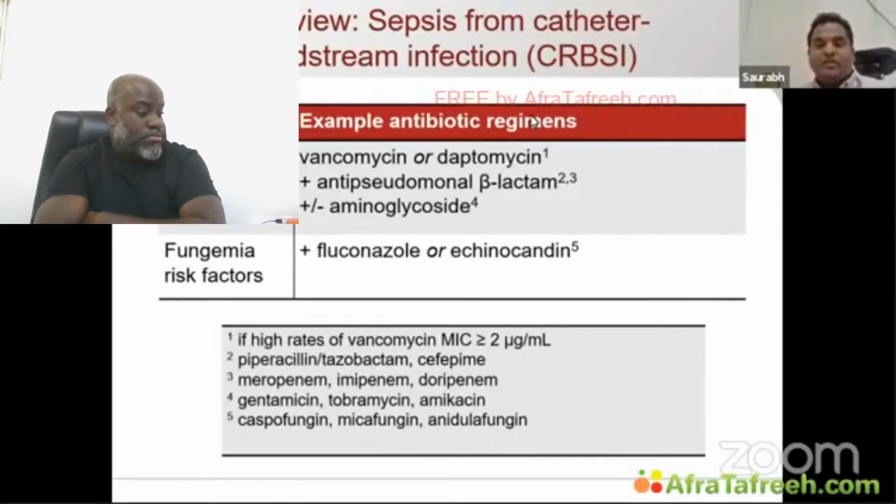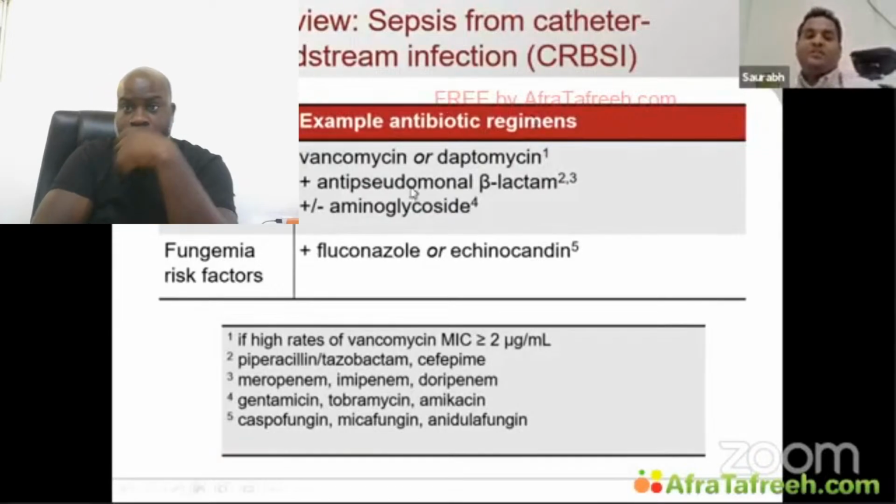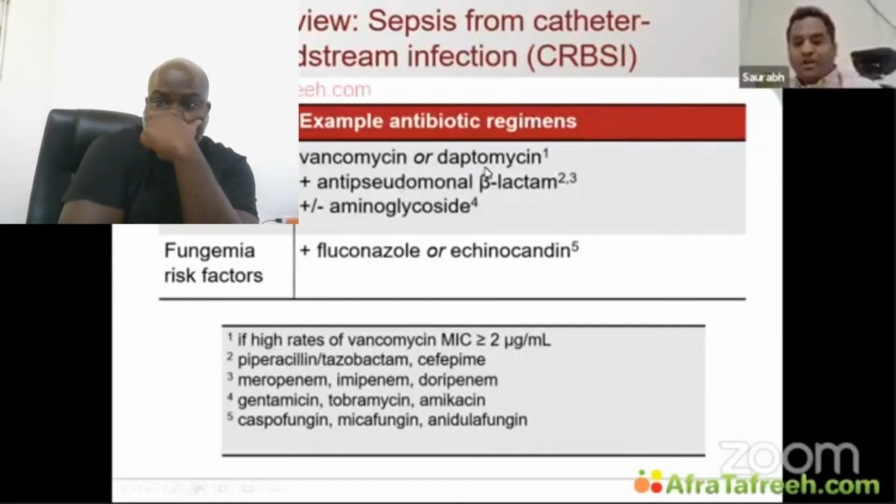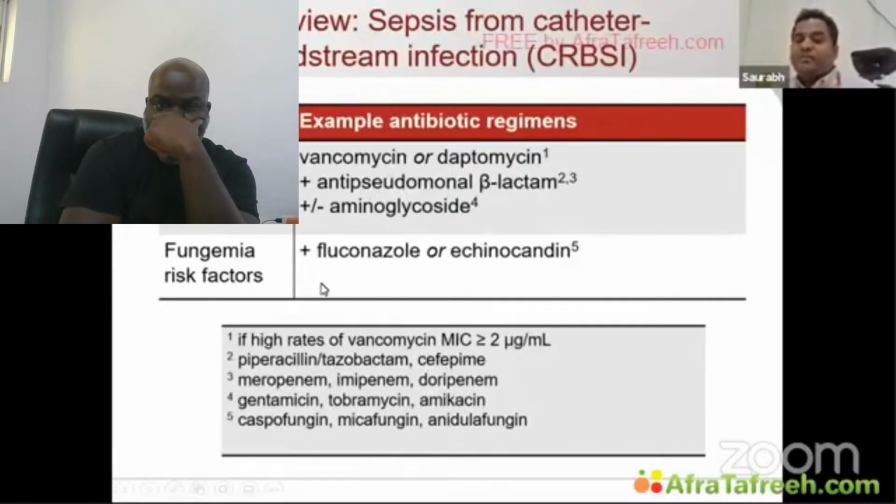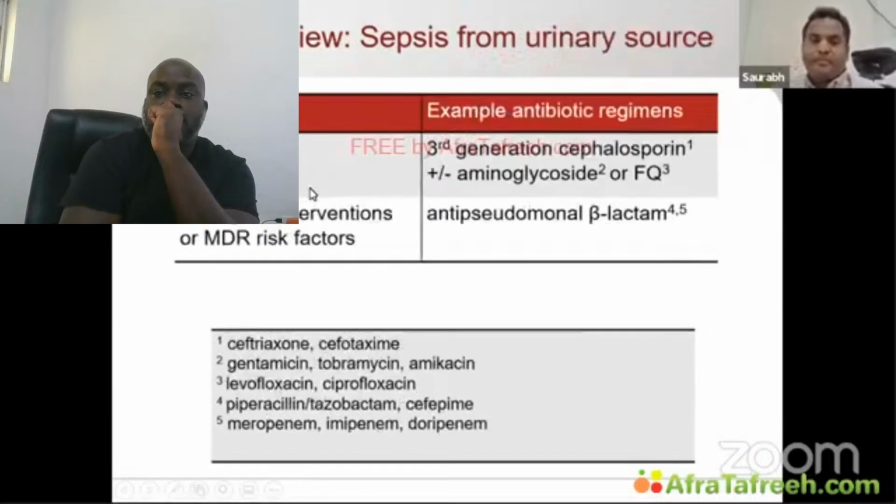So you can have Staphylococcus aureus or epidermidis. So you need to give them staph coverage by vancomycin or daptomycin along with the anti-pseudomonal beta-lactam with or without an aminoglycoside. And if these patients have risk factors for fungal infection, you need to add a fluconazole or echinocandin depending upon your availability and resistant rates.